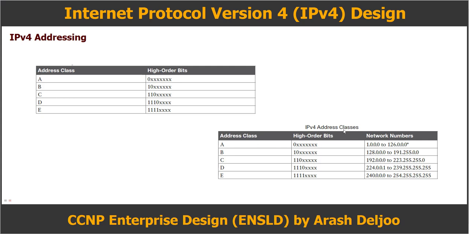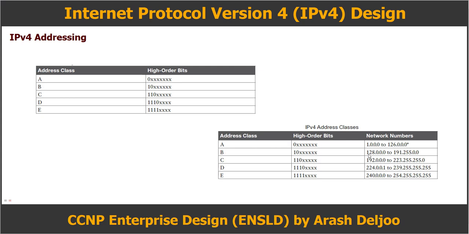And here you can see the network numbers in each range. For example, in class A, we have 1.0.0.0 to 126.0.0.0. Actually, here we should start from 0 to 127, and you know that 0 and 127, for example, are reserved. I will explain them again.